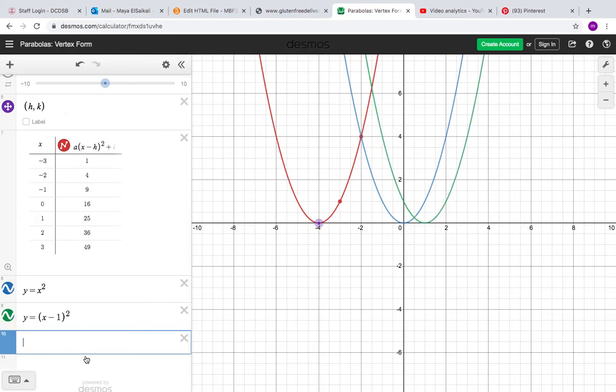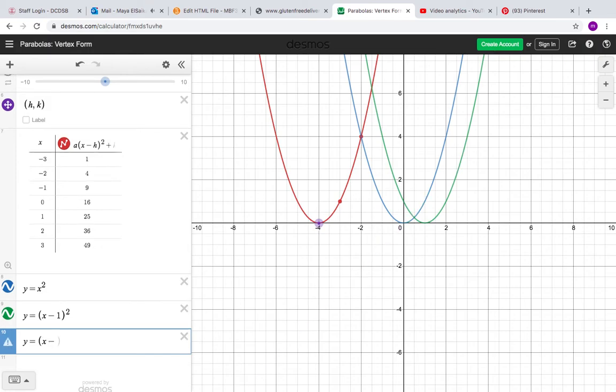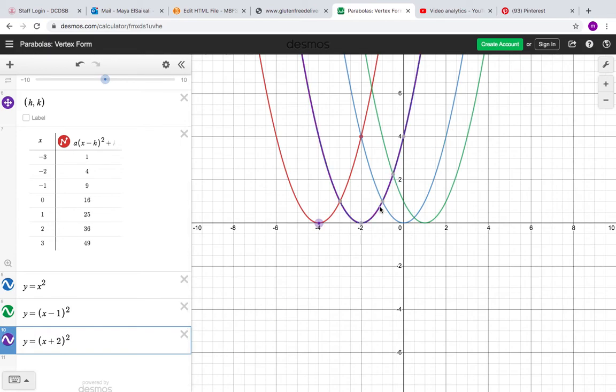Now, if h is negative, let's pick another value. Let's say negative 2. If h is negative 2, then you're going to have y equals x minus negative 2, which we don't usually write that. A minus and a negative right after each other makes a positive. So it's going to be x plus 2 squared. And you see that now your graph has moved from 0, 0, 2 units to the left.